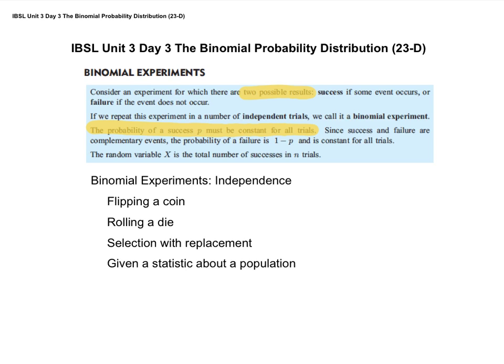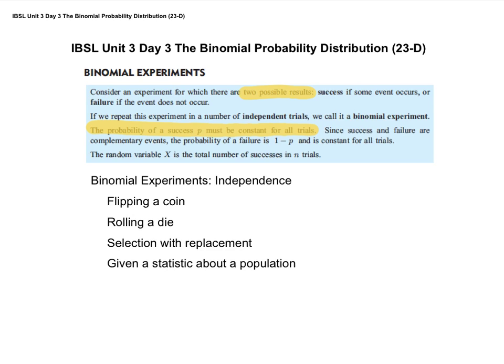Also, since there are only two possible results, if P is the probability of success, then 1 minus P is the probability of failure. Okay? Because they have to add up to 100%. There's only two possibilities. All right? Now, our random variable x is the total number of successes in the trial. Okay? So we're going to look at x being distributed binomially. And we're going to look at the notation here in a sec.